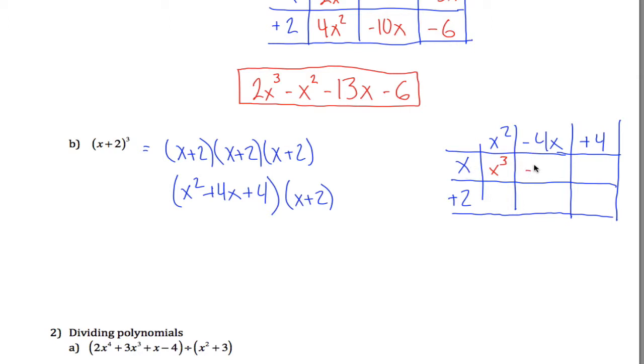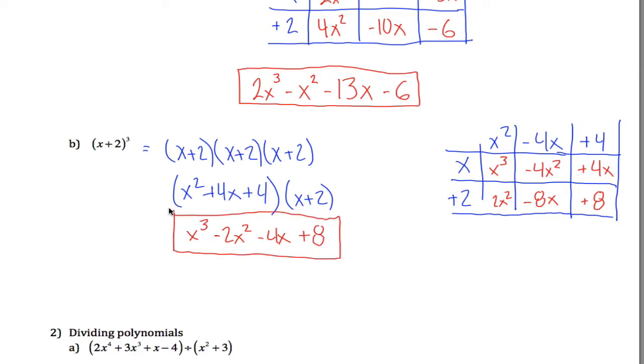X times 4x is 4x squared. X times 4 is 4x. 2 times x squared is 2x squared. 2 times 4x is 8x. And 2 times 4 is 8. If you add up these 6 terms, combining like terms where you can, you get x cubed. I got 4 of these x squareds and 2 of these x squareds, that nets out to 6 x squared. 8x plus 4x is 12x, plus 8. Get this right here as my answer.